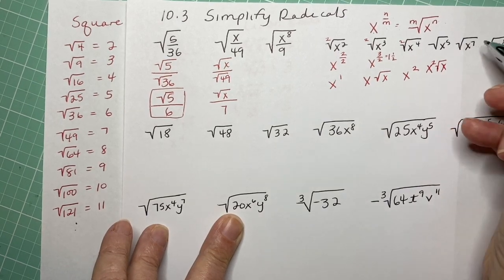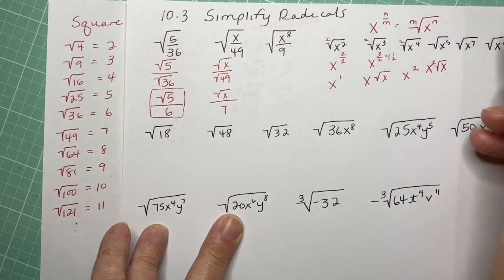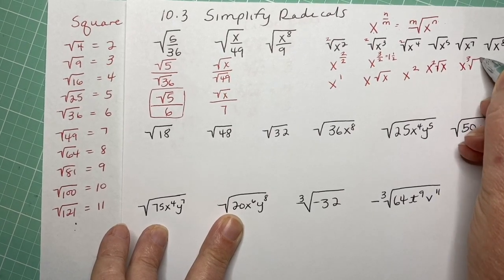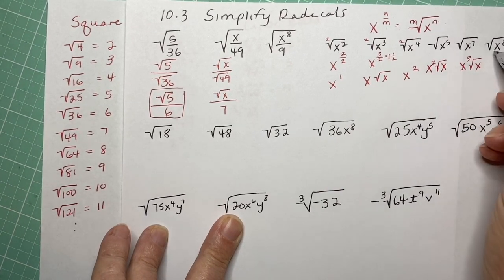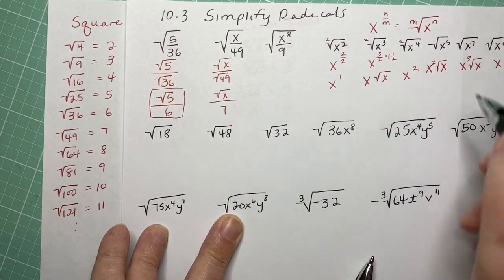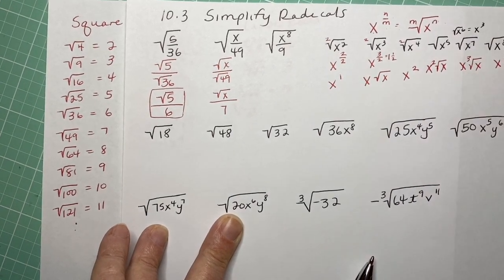I skipped x to the 6 there. x to the 6 would be x to the 3. But then x to the 7th, 2 would go into 7 3 times with 1 left over. And then x to the 8th, 8 divided by 2 is 4. And again, I left out the square root of x to the 6, but that's just x to the 3.